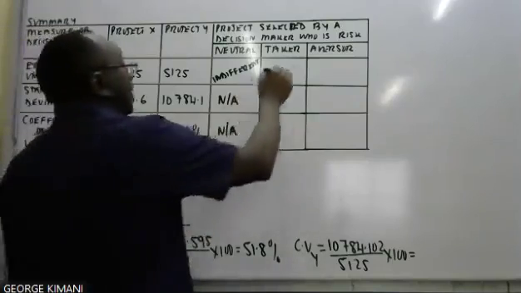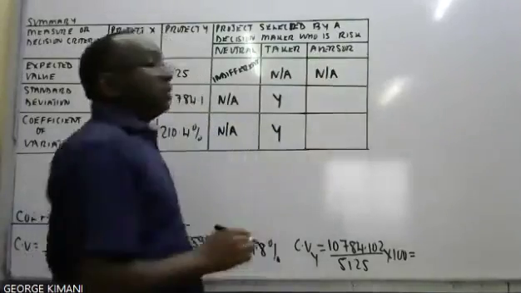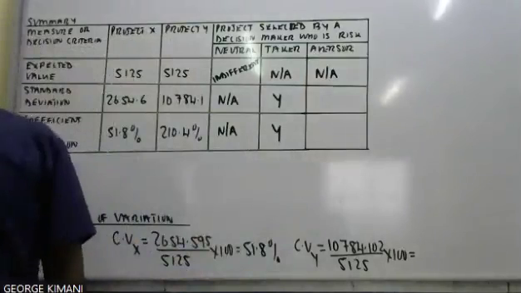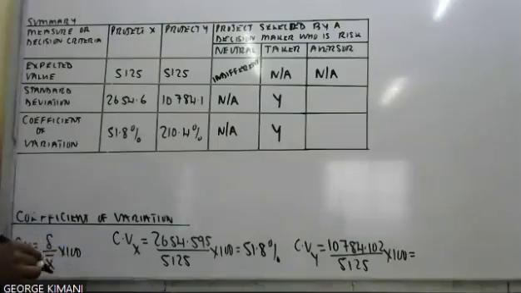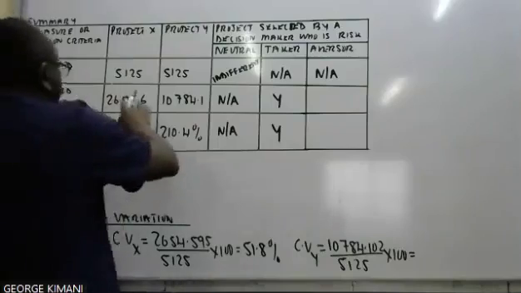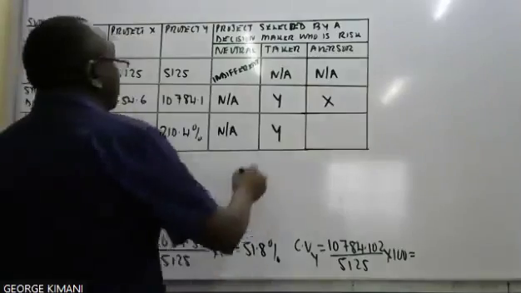The risk averse does not use the expected value. He goes for the standard deviation and he goes for the smaller risk, this one. The same case with CV.